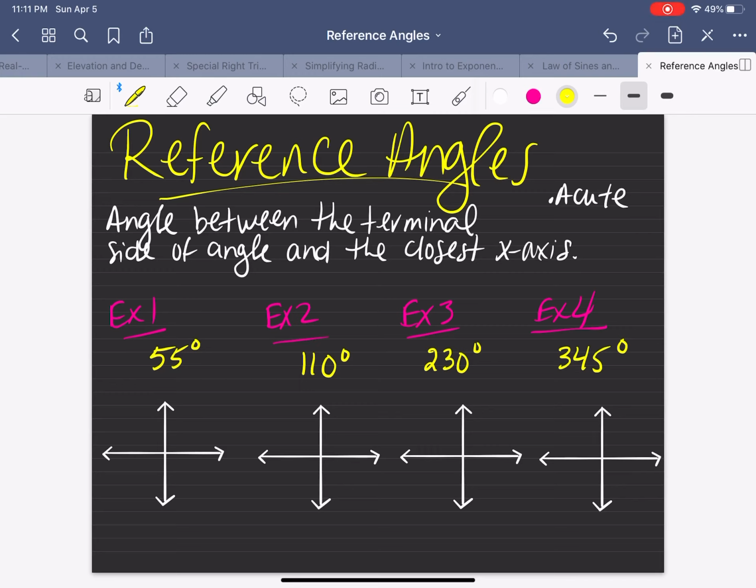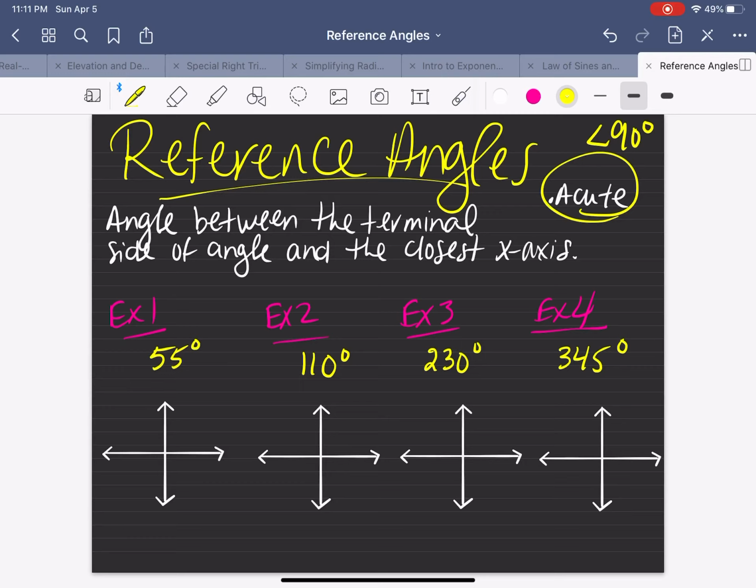Now let's identify what a reference angle is. A reference angle is an angle between the terminal side of an angle and the closest x-axis to where it ends. And all of these angles will be acute since they will always be less than 90 degrees.